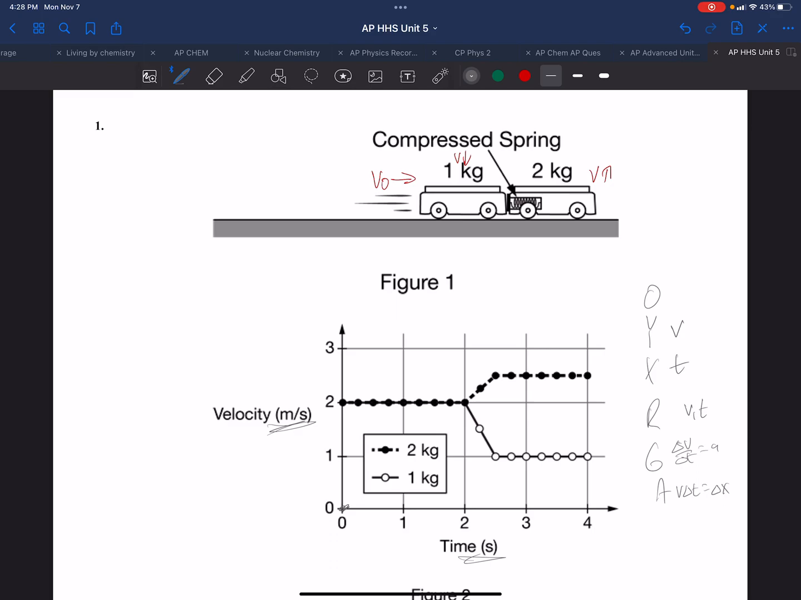So we see there's two cars. This one car is moving at a constant velocity of 2, and it goes faster. So that looks like it's the 2 kilogram car. Yes, that looks like that one's going to go faster. And then this one goes slower, like so.